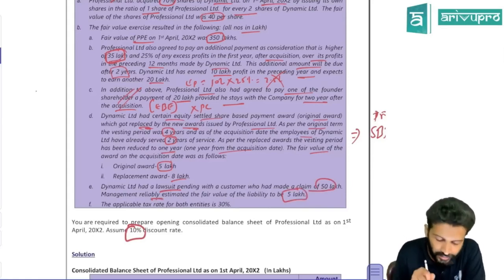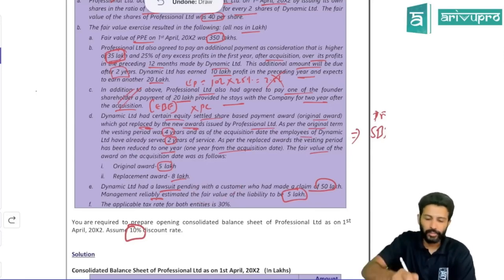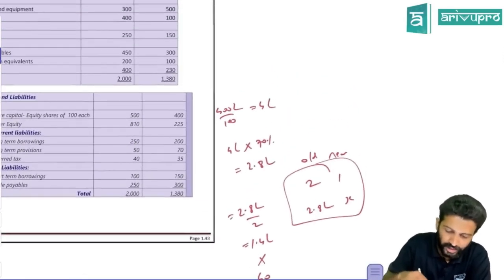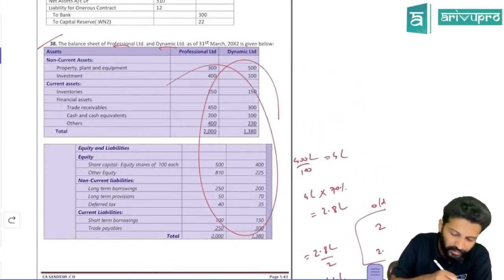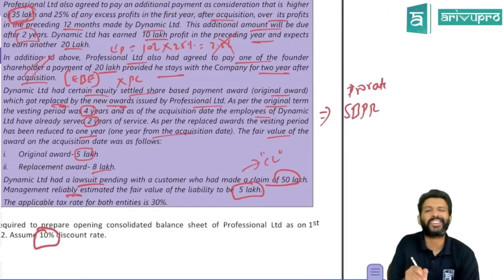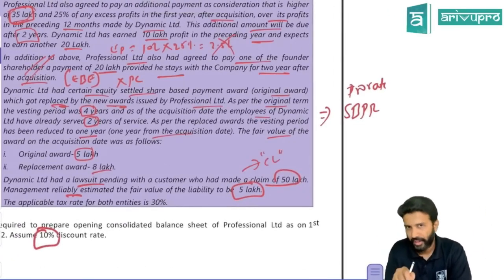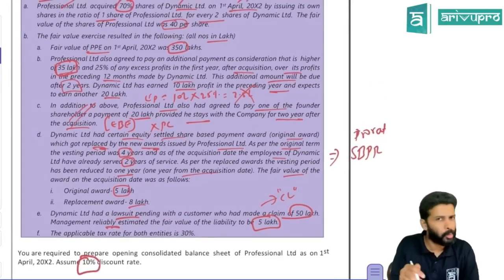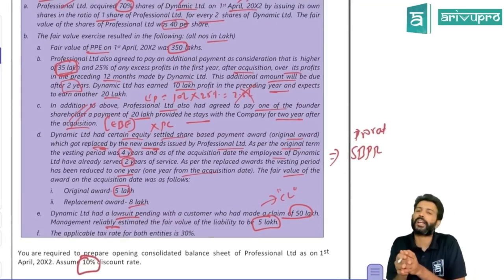Sir, when they say lawsuit pending and all, if you want, you can just check that. This 50 lakh rupees, are you seeing any 50 lakh rupees anywhere here? No. That means what, sir? The subsidiary is considering this claim as a contingent liability. They have not yet recorded it. Okay, fine. That's how it is. Are you seeing any amount there? No. That means you'll treat this as a contingent liability.